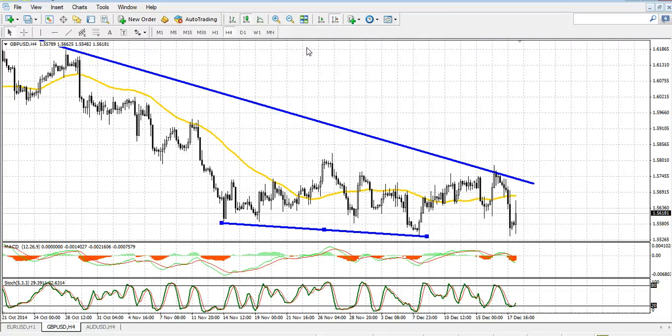Preferably look for these in the 1 hour chart or higher. 4 hour charts, they are pretty good on the 4 hour charts and on the 1 hour charts. I wouldn't really trust it on the smaller time frames.